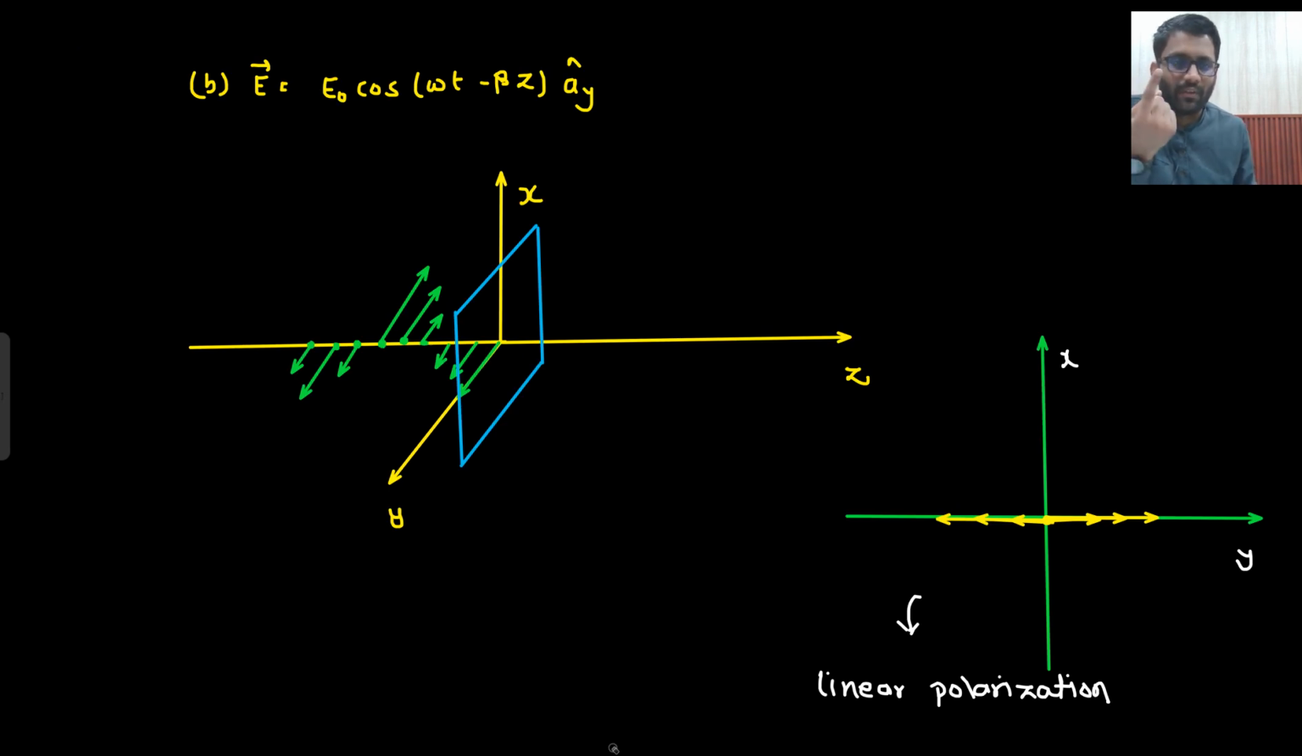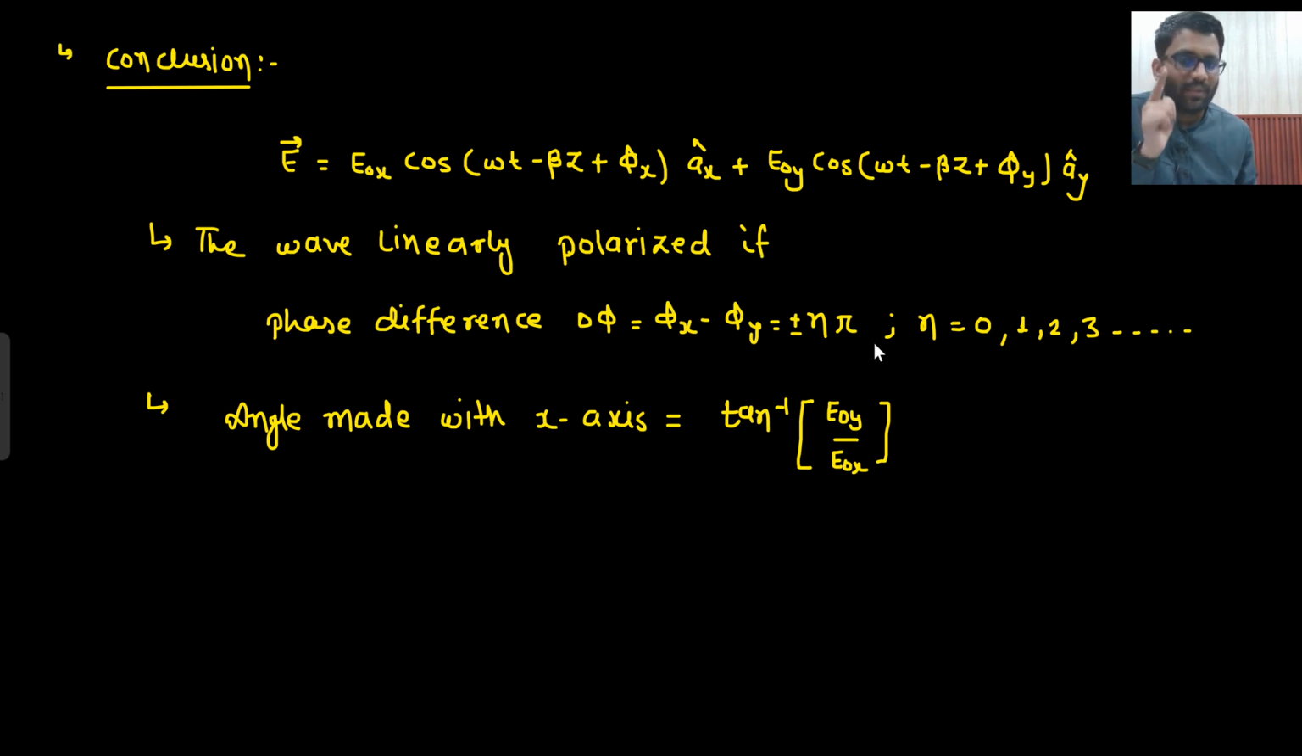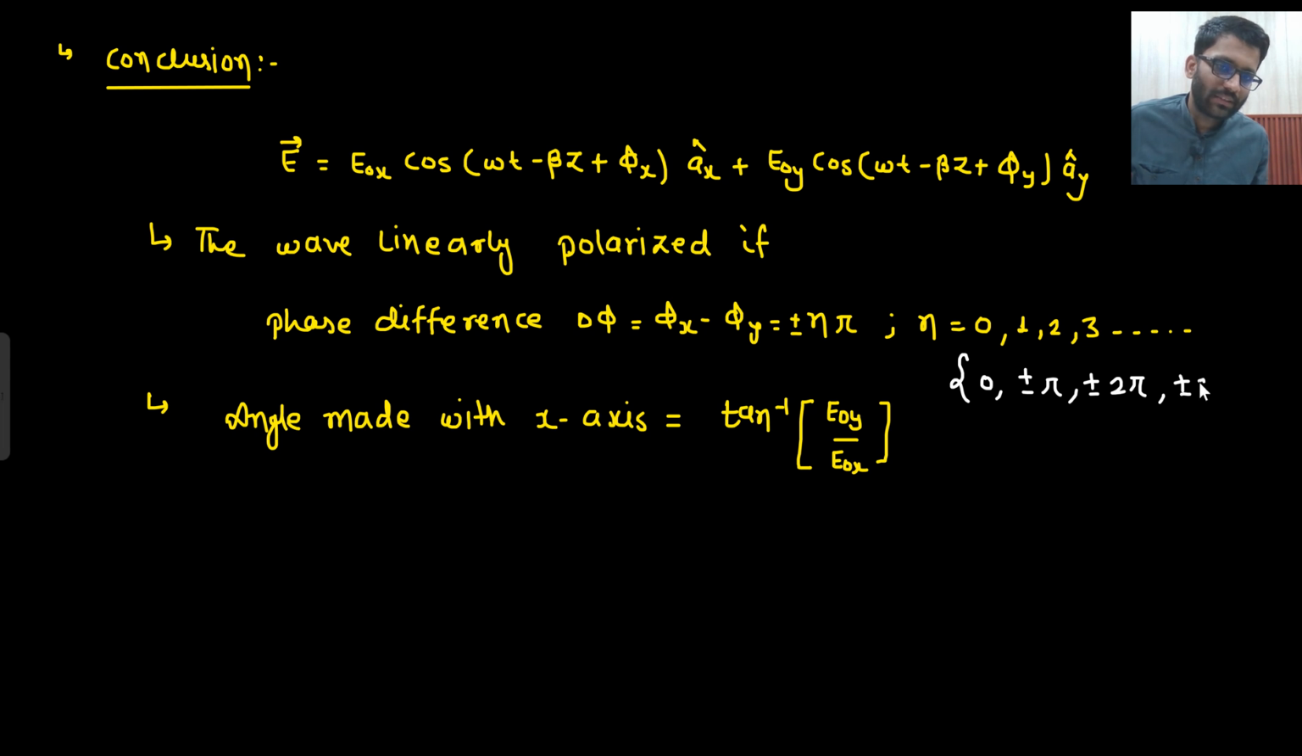In these examples, there is only one wave. Here the wave is dancing only in y direction. Here the wave is dancing only in x direction. But in these examples, it was dancing in xy direction. So the phase difference was pi here, and here it was 0. Whenever your phase difference is a multiple of pi, that means if the phase difference is 0 or plus minus pi or plus minus 2 pi or plus minus 3 pi, then certainly your wave will be linearly polarized.